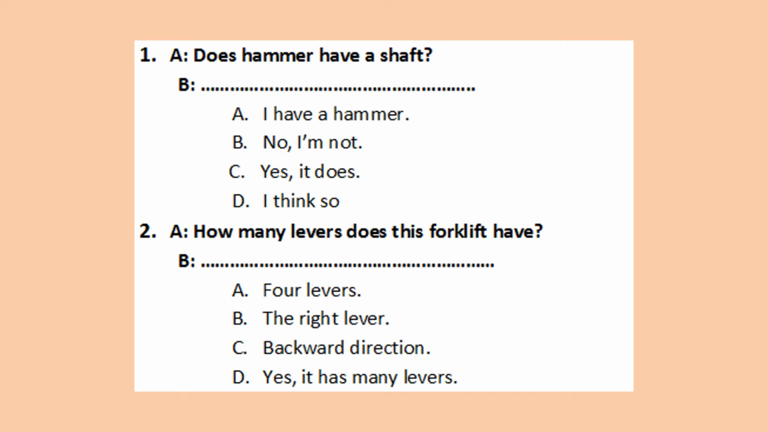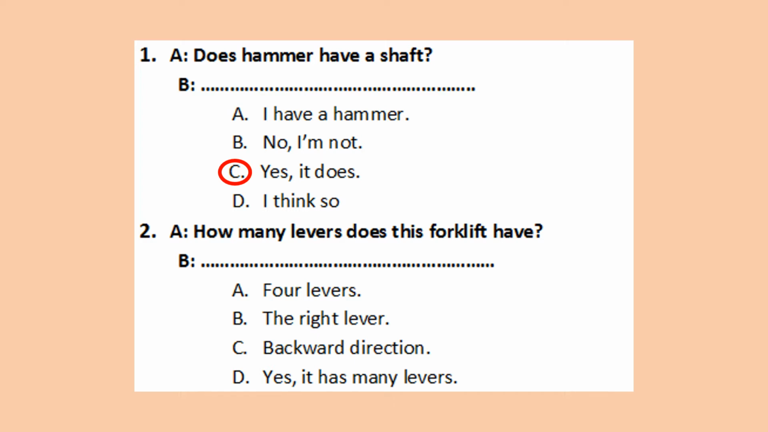Now let's look at these two questions. These two questions speak about describing the tool, and they are in the form of a question and answer, a dialogue. Number 1, for example, we have A and B. A: Does the hammer have a shaft? What is the correct answer? I have a hammer. No, I am not. Yes, it does. Or I think so. The correct answer is yes, it does. Yes, it does.